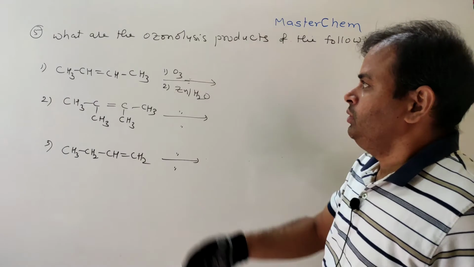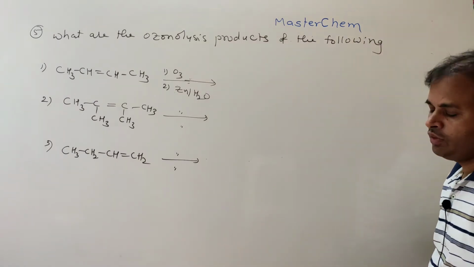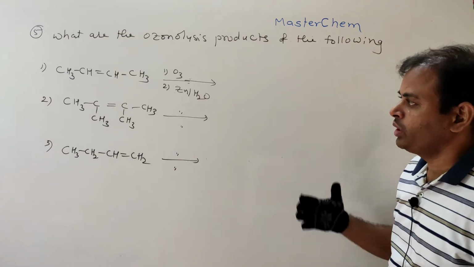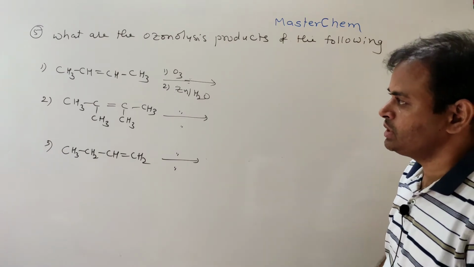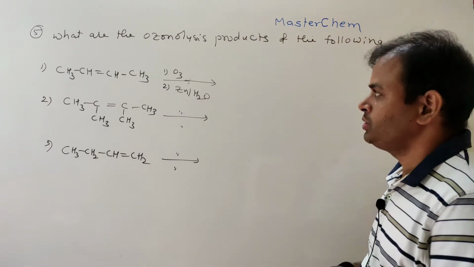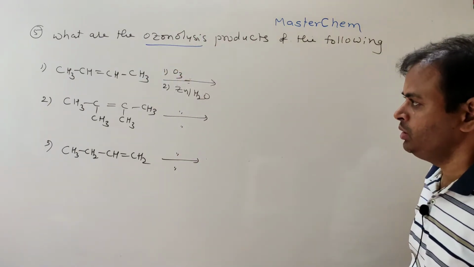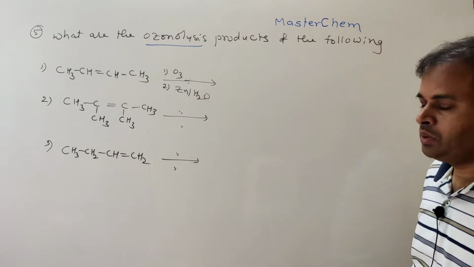Next, fifth question. What are the ozonolysis products of the following? These are the three reactions, so we have to write the ozonolysis products for these reactions. Ozonolysis reaction is very important, one of the expected questions. So how to write the ozonolysis product?